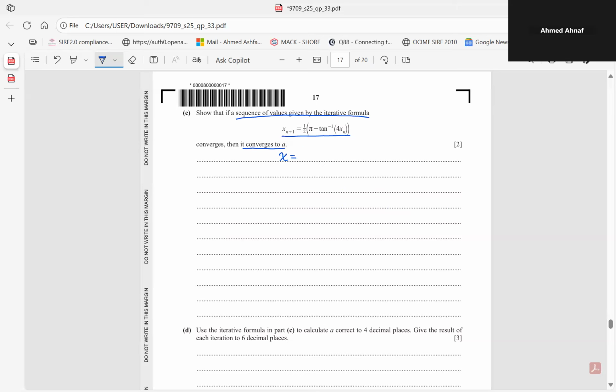So x equals half times pi minus tangent inverse 4x bracket. Let's multiply both sides by 2. So 2x equals pi minus tangent inverse 4x. Now we're going to make tangent inverse 4x the subject. So tangent inverse 4x would be equal to pi minus 2x. Take tangent on both sides, you'll get 4x equals tangent of pi minus 2x.